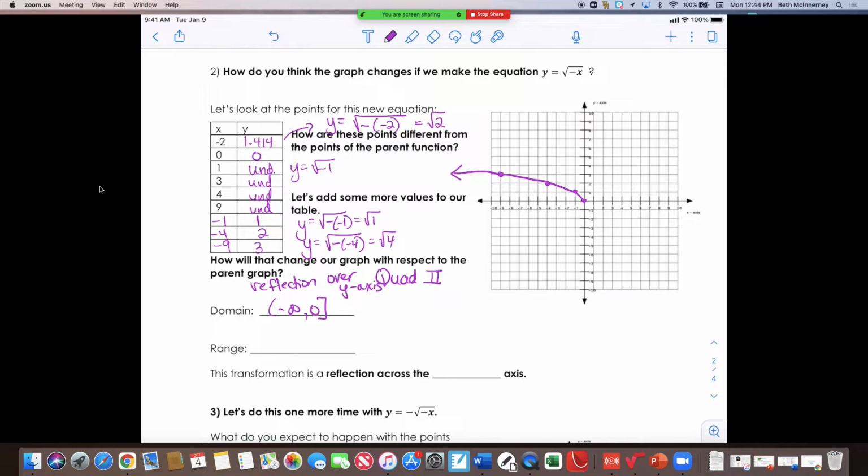What's the range here? 0 to infinity. All right, so I want to pause here and see if we can't make a connection.